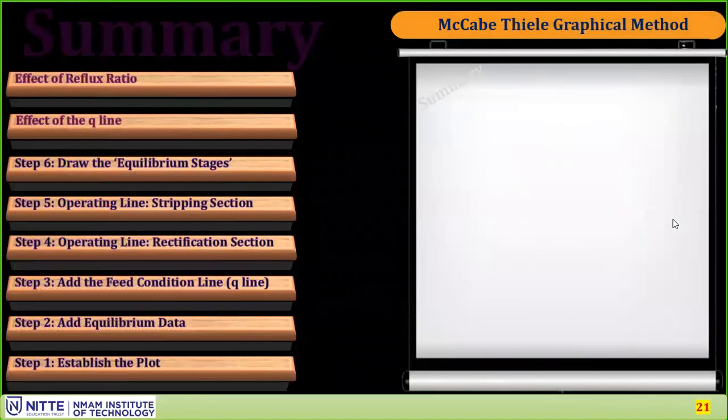Alright, we have come to the end of this particular lecture, summarizing what we have learned. We have learned how to use the McCabe Thiele method to calculate the number of equilibrium stages required for a process design of a continuous distillation system where reflux is present. Remember, reflux is very important. Without reflux you cannot use this method.